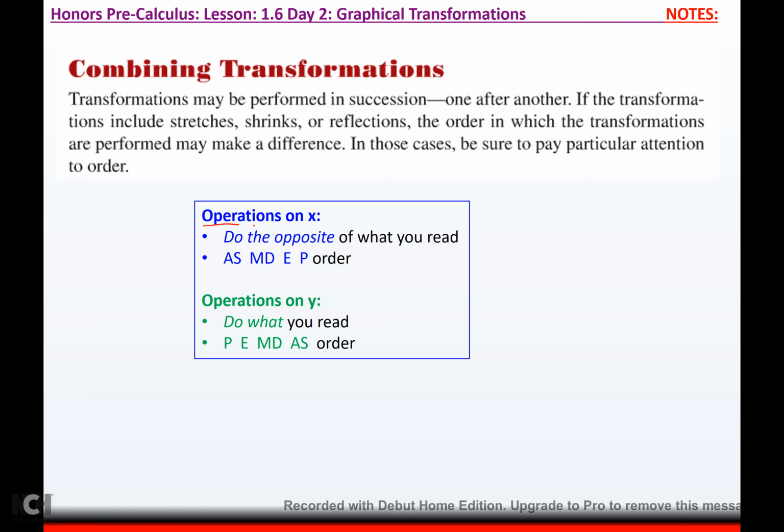Whatever's happening on the inside of parentheses with x, you do in the opposite of what you read. In other words, instead of doing parentheses, exponents, multiply, divide, add, subtract, you go in reverse PEMDAS order. You do adding and subtracting first, then multiplying, dividing. We won't have exponents or parentheses, but if it's outside of parentheses, or the function, then you're doing your operations on y, and you do what you read, in PEMDAS order. Just remember, with your crazy x, it's inside, you have to do the opposite. Nothing makes sense with your crazy x.